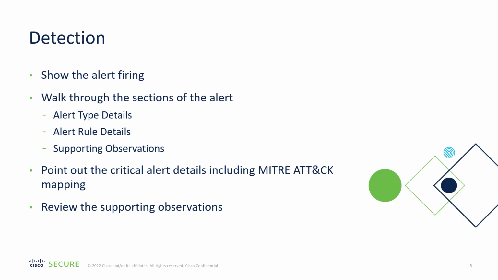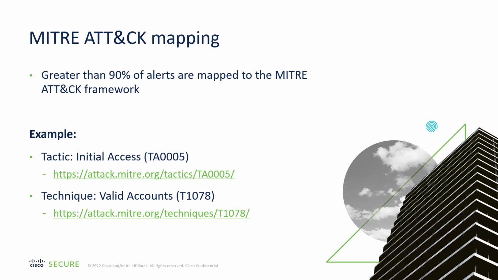After the attack demo, we show you the actual detection. So we're going to show you where the alert has fired. We're going to drill into that alert and walk through the different sections of the alert. So the alert type details, the alert rule details, and the supporting observations. During that walkthrough, we're going to point out the critical alert details, including the Mitre attack framework mapping, and also review the supporting observations.